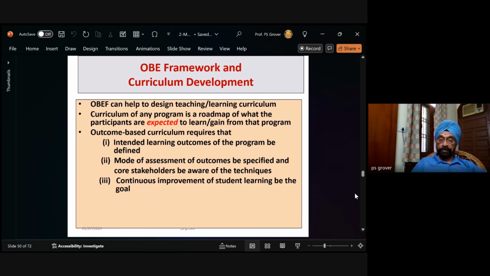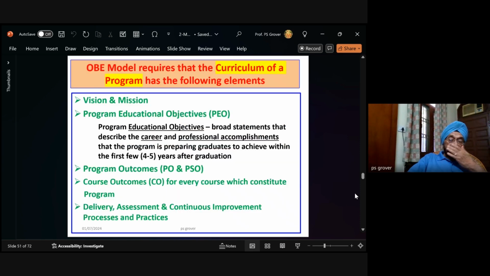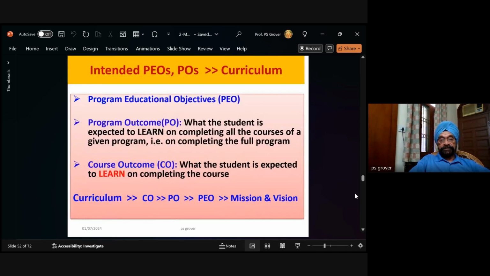Any program is a roadmap of what the participant is expected to learn and gain from that program. Outcome based curriculum requires that intended learning outcomes of the program be defined, mode of assessment of outcomes be specified, and stakeholders be aware of the techniques. Continuous improvement of students. So the OBE model requires that the curriculum that we prepare should have a vision and mission, program objectives, program outcomes, course outcomes, delivery, and assessment. These you will learn in another session, but this is what is relevant.